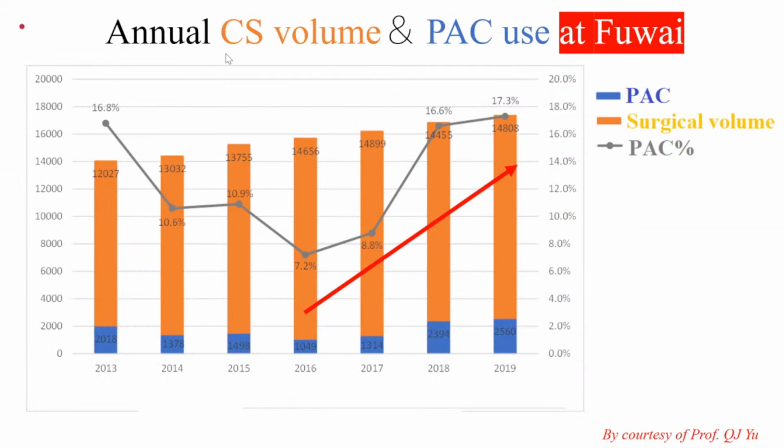This figure shows the annual cardiac surgical volume and the PAC use ratio at Fuwai Hospital. As you can see here, the PAC use ratio increased from 7.2% in 2016 to 17.3% in 2019.